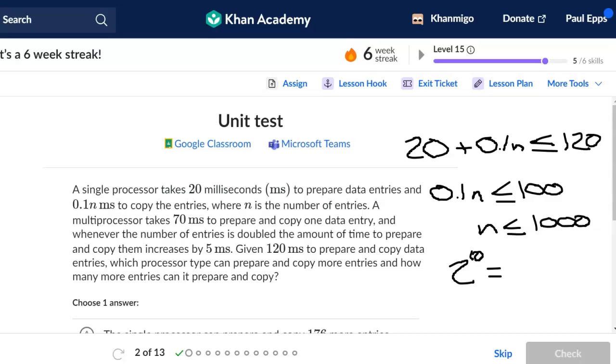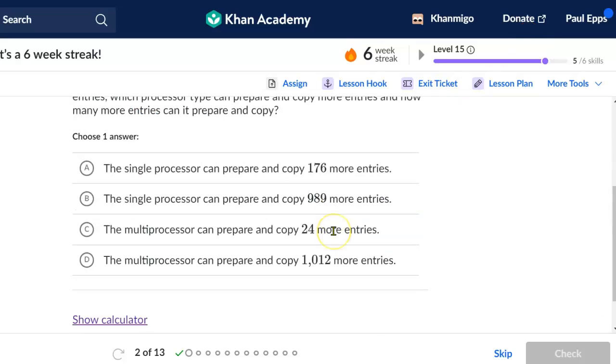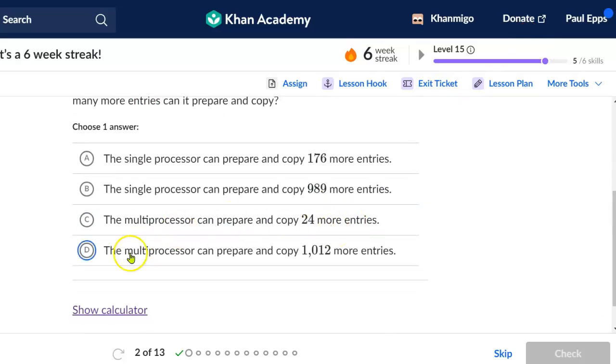2 to the 10th equals 1,024. I know that because I work with computers. So anyway, we can get 24 more, the multiprocessor gives us 24 more copies. Got an option, multiprocessor, 24 more. There it is.